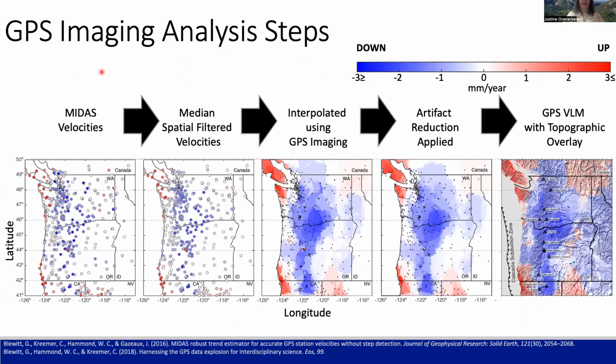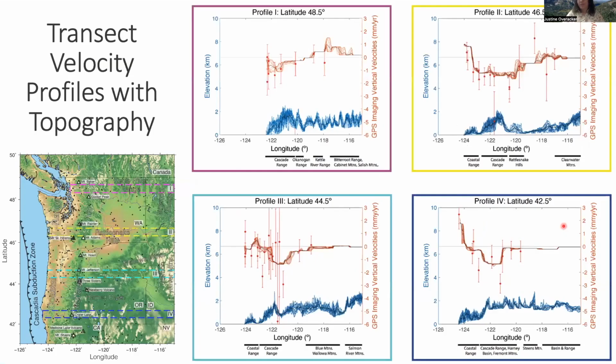Here are the GPS imaging analysis steps. MIDAS velocities are estimated for the 479 GPS stations in this region. These get median spatial filtered and then interpolated. That interpolation undergoes the artifact reduction bootstrapping step. And then for good measure, I overlaid that vertical land motion on top of topography to see if there are any trends. And this is what's out there, but it seems to follow the Cascade arc, not surprisingly.